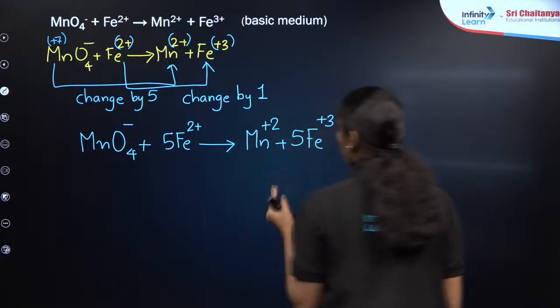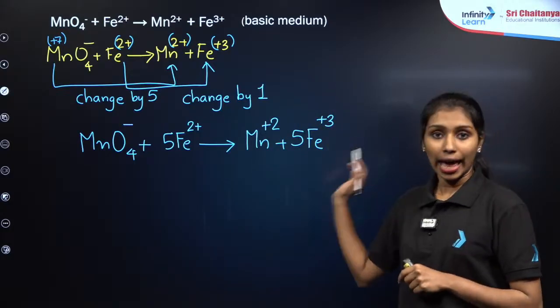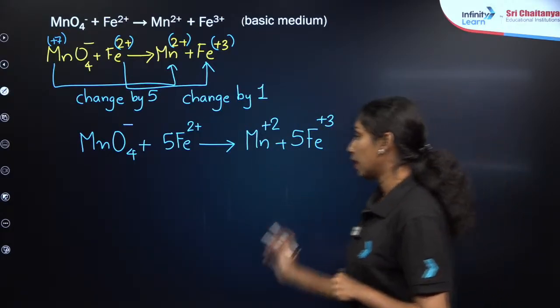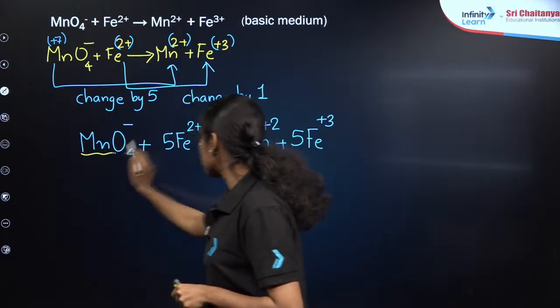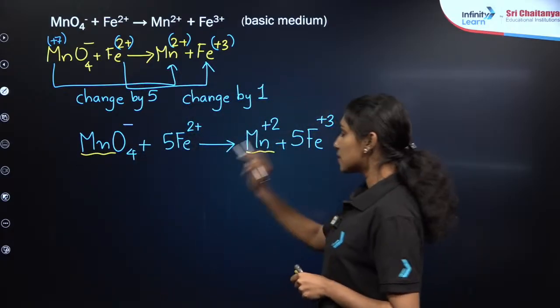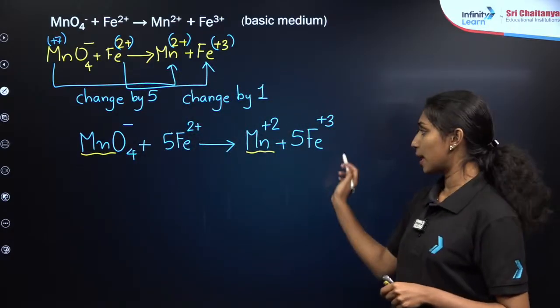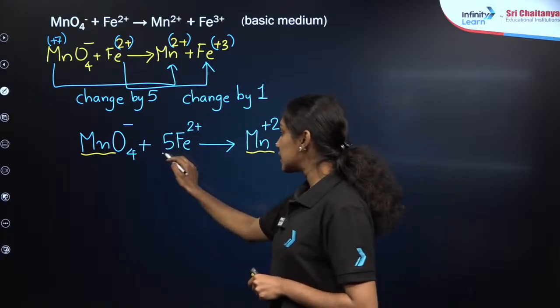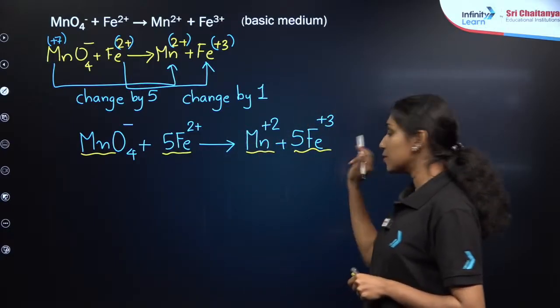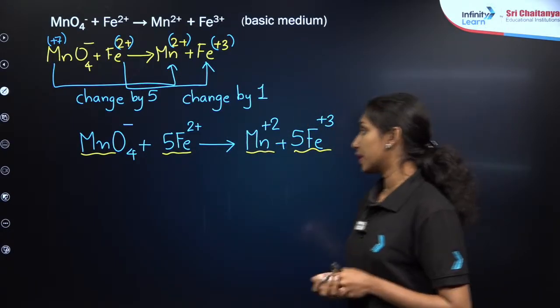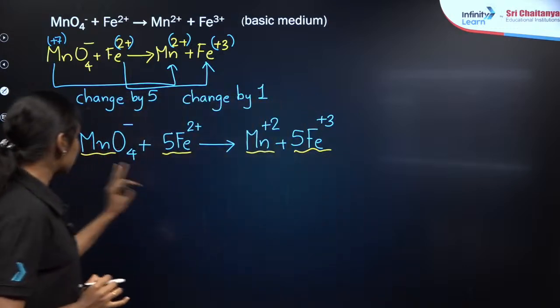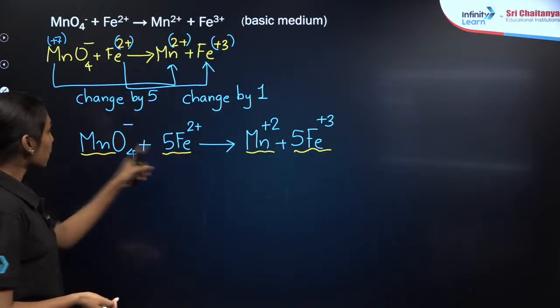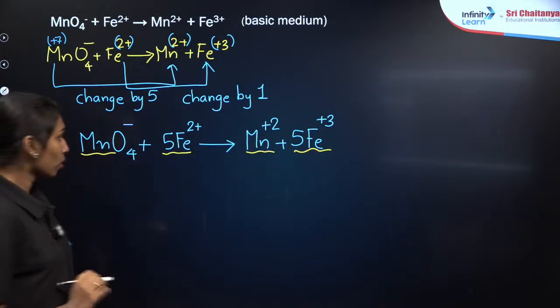After writing the equation, you have to first balance the atoms other than hydrogen and oxygen. As you can see here, manganese is already balanced, right? On both sides, it is only one manganese atom. Then what about the iron? Here it is 5 iron, here is also 5 iron, which means the iron atom is also balanced. Now we have to balance the oxygen atoms. How many oxygens are present here on the reactant side?